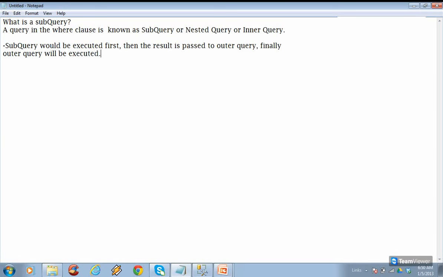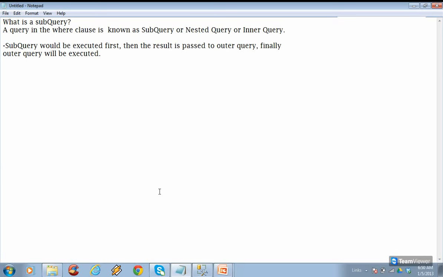So this is what the execution is. If you have a subquery, or the inner query, the subquery would be executed first, then the result is passed to the outer query. Finally, the outer query will be executed. Okay. So you can have any number of subqueries.